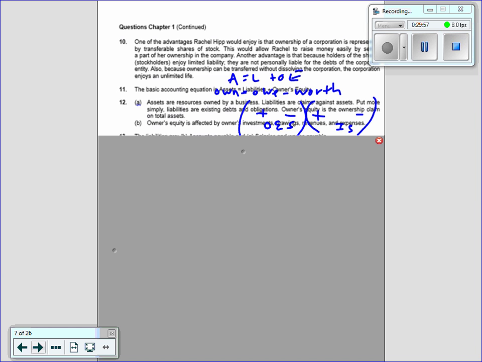Owner's drawing. Do we own that? Do we owe it? Or is it affecting our overall worth? It affects our worth, so it's OE. And what I would do is put a minus by it. That's going to make our overall worth go down.